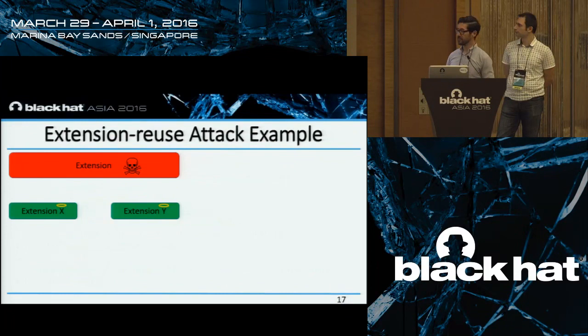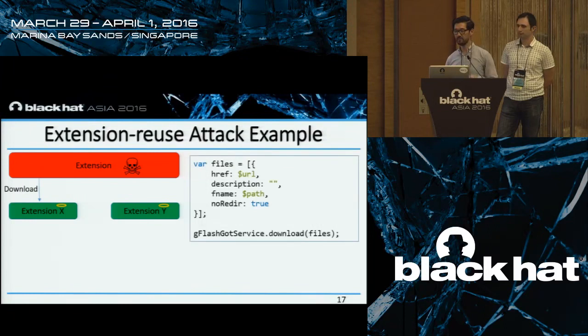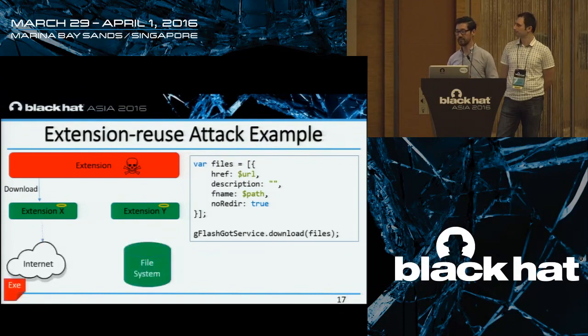So how would it look instead? Well, for an evil extension and two extensions X and Y, we can implement this attack very easily. If we wanted to download, we would find that extension X exposes this download capability, maybe via something like this. This is an example of code that's exposed by a real extension that we can exercise in this way, where we give it an array of file objects that describe where we want to get the code from and where to download it. And then we simply invoke that capability in this other extension. So we can reach out to the internet, get that exe and drop it to the file system.